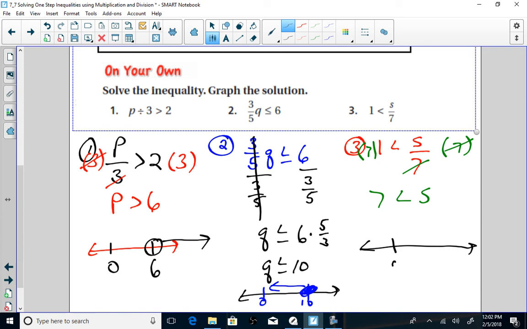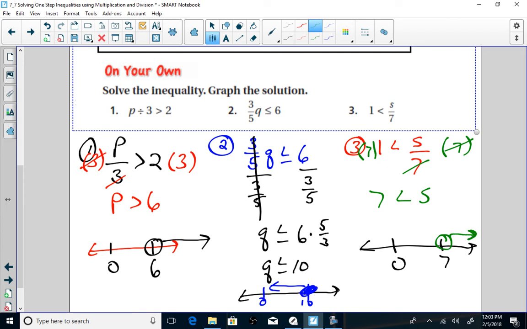So we locate 0 and we locate 7 to the right of 0 on the number line, and we're going to circle 7, and it's going to be an open circle. But because it's a reversed inequality, our solutions are in the opposite direction of our inequality symbol.